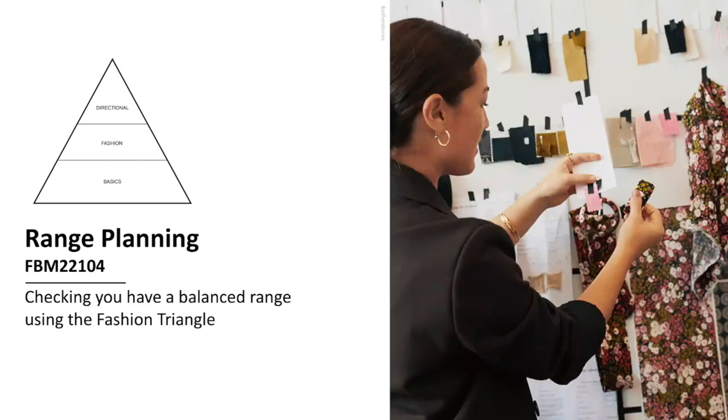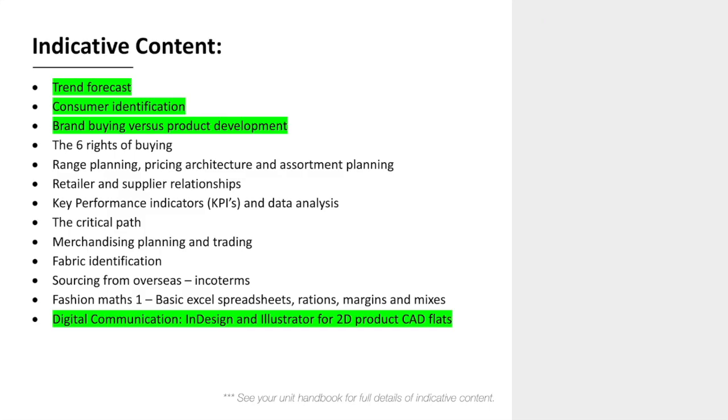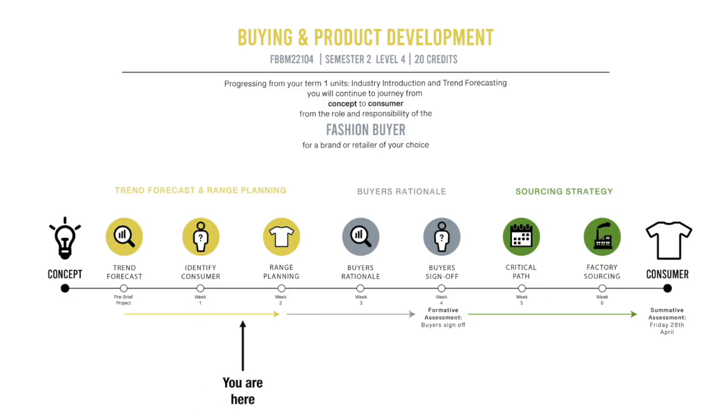Range planning, checking you have a balanced range using the fashion triangle. So we're now heading into the range planning section of this module. So let's look and recap at the buyer's role at this point.